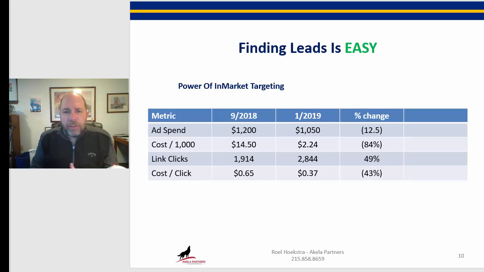Anyway, so what does this show you? This shows you that the ad spend went down by 12%, the cost per thousand went down by 85%, the number of clicks went up by 50%, and the cost per click went down by 43%. And really the only change was the fact that we were using in-market targeting data, and I would say that our team is pretty good at doing Facebook ads. So there's a little bit of that going in the magic, but I'll give 80% of the credit here to the in-market targeting, the site visitor match data, and the power of lookalike audiences. So that's the main driver there.